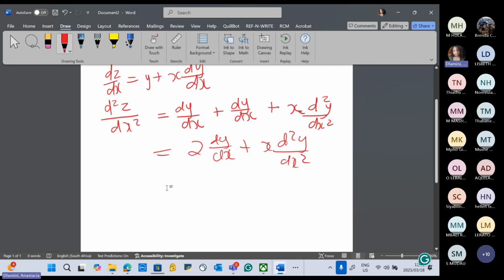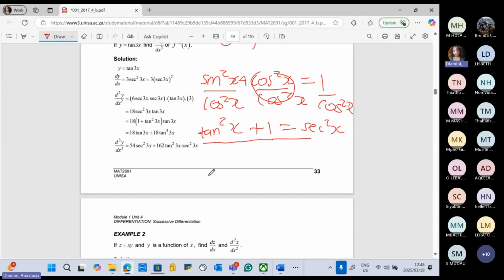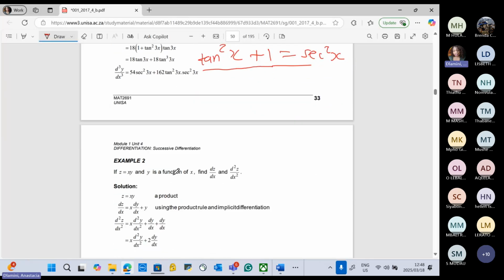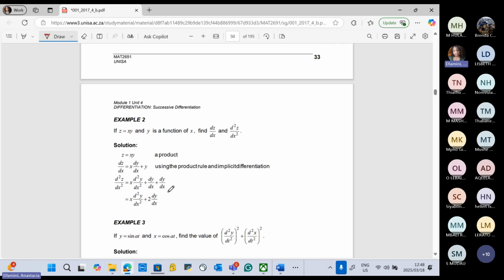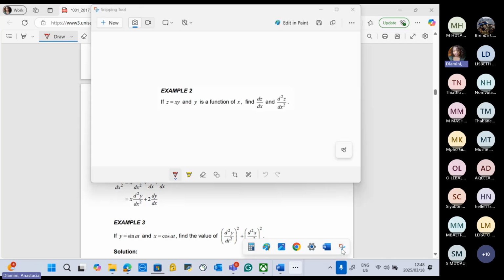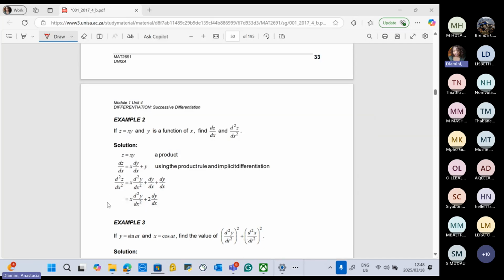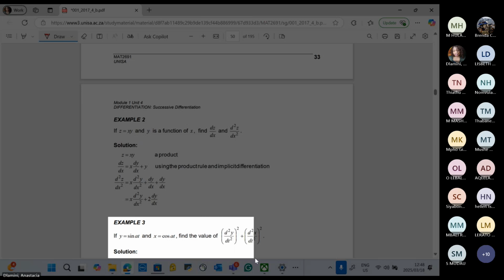I think example number 4, you'll do it by yourself, but let's do example 3. Sometimes you might be asked to prove. If they give you y is equal to sine at and x is equal to cos at, then find the values of this. You might be asked to do that in the exam. So where do we start when it's like this? Let's go and see.